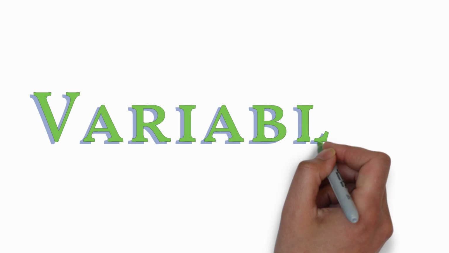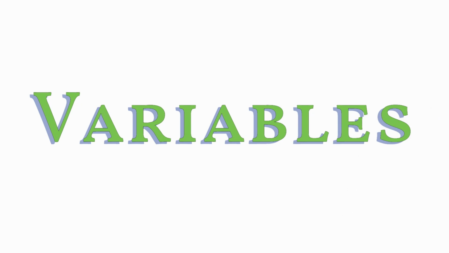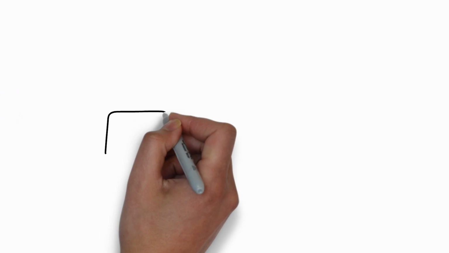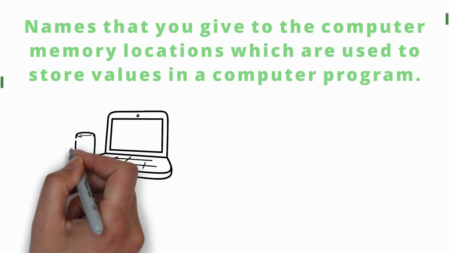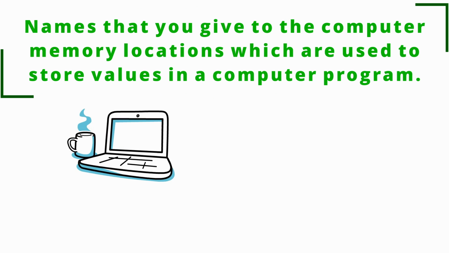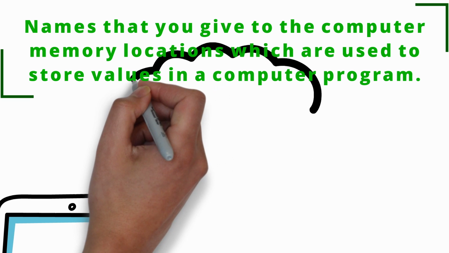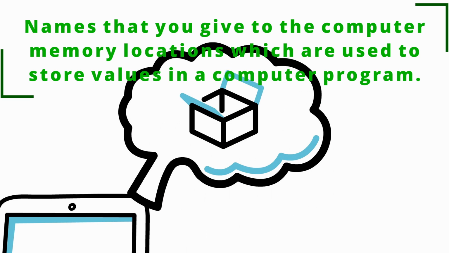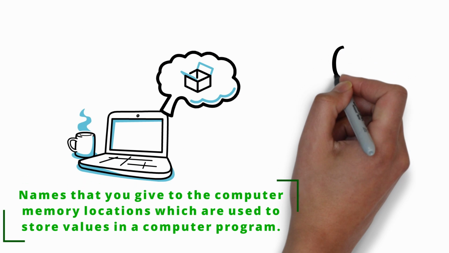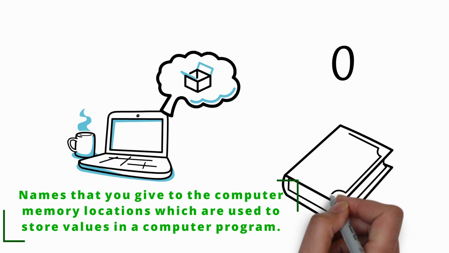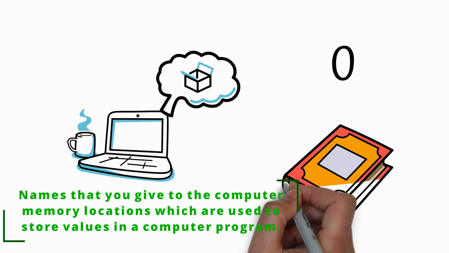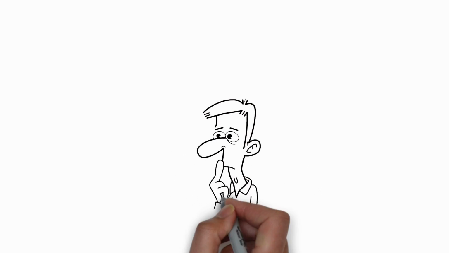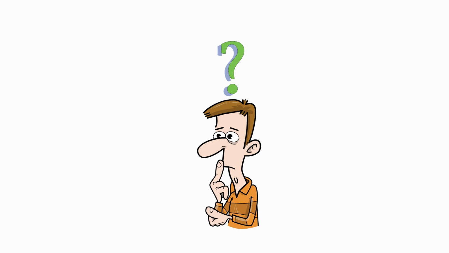Now, to start things off, I will be answering the main question at hand. What are variables? Variables are the names you give to the computer memory locations which are used to store values in a computer program. These values can range from the number 0 all the way beyond the entire text of your favorite book. Confused? Let me give you an analogy.